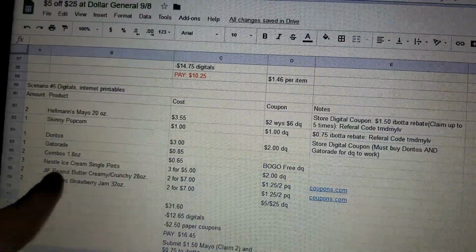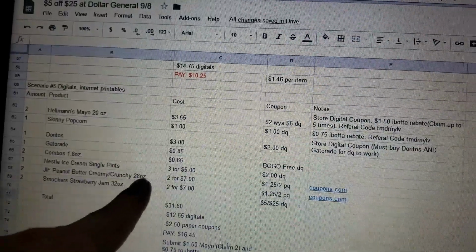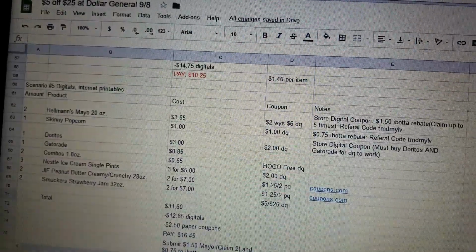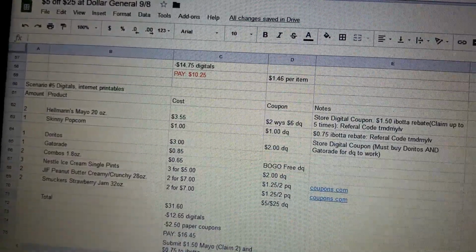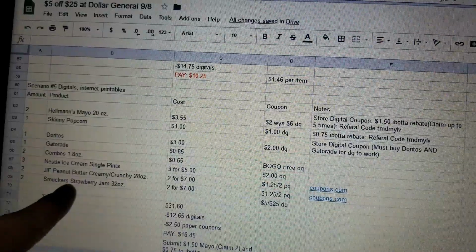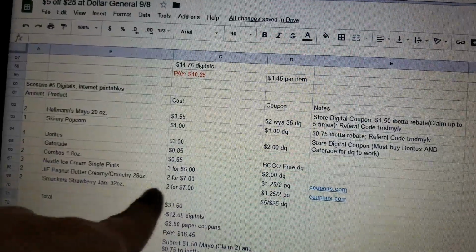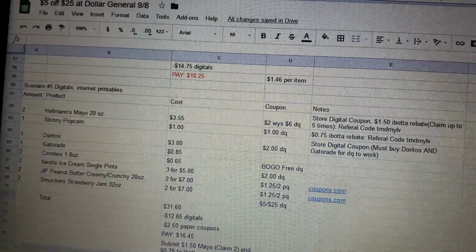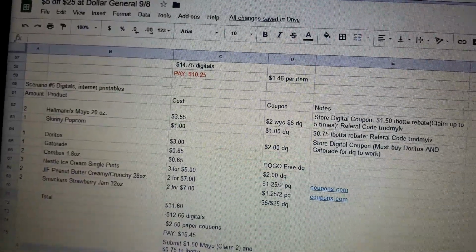Then you're going to grab two of the Jif Peanut Butter Creamy or Crunchy 28 ounce. They're two for $7. We have $1.25 when you buy two paper coupon from coupons.com. Next, you're going to grab two of the Smucker's Strawberry Jams 32 ounce. They're two for $7. We have $1.25 when you buy two internet printable coupon as well. And then, of course, you have that $5 off of $25 digital.